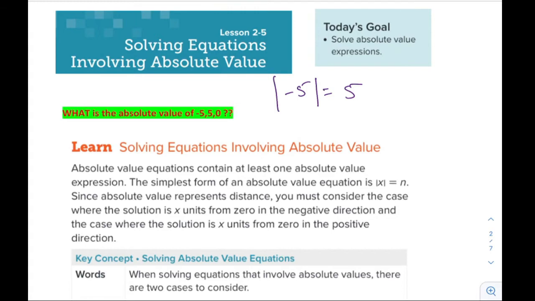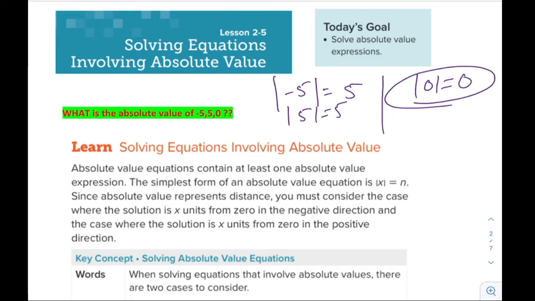So the absolute value of -5 is 5, the absolute value of 5 is 5, and the absolute value of 0 is 0. This is the only number that has 0 absolute value.